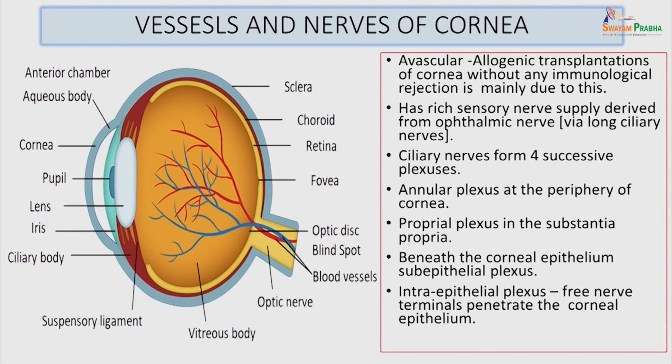The ciliary nerves form 4 successive plexuses: the annular plexus at the periphery of the cornea, the proprial plexus in the substantia propria, beneath the corneal epithelium the subepithelial plexus, and the intraepithelial plexus. Free nerve terminals penetrate the corneal epithelium and form the intraepithelial plexus.